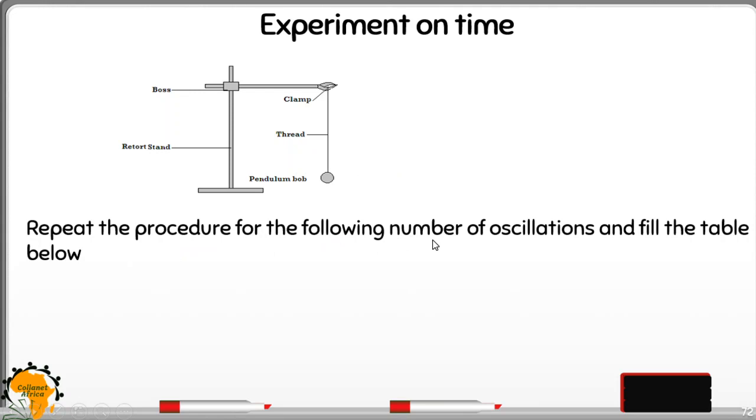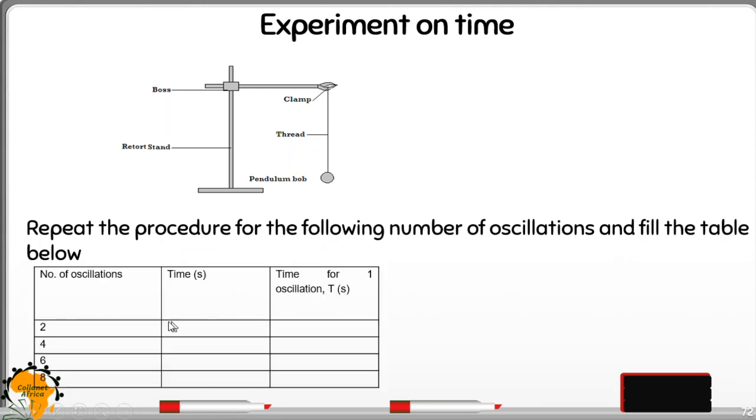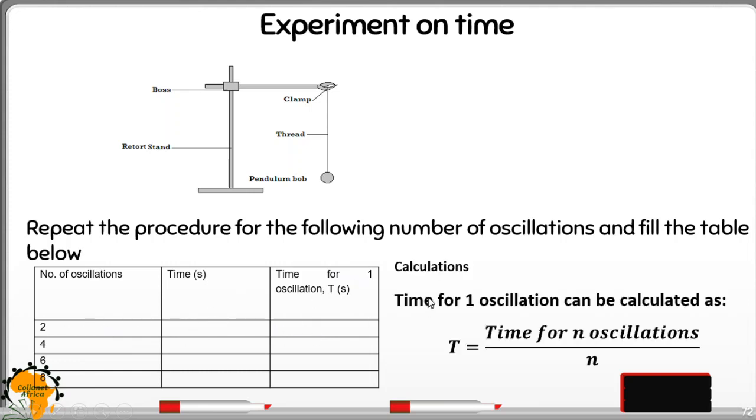Repeat the procedure for the following number of oscillations and fill the table. Our table is here. We are starting with 2 oscillations. You get the time. And now to get the time for 1 oscillation, you take this time and divide by the number of oscillations. So in our calculations, the time for 1 oscillation can be calculated as follows. T, representing the time for 1 oscillation, will be the time of n oscillations divided by n.